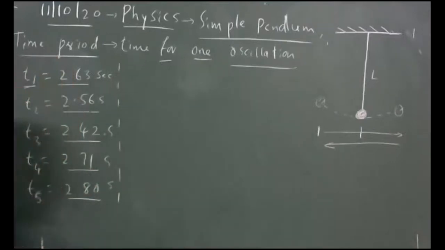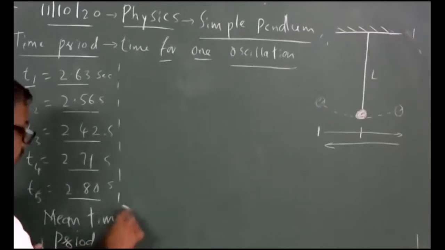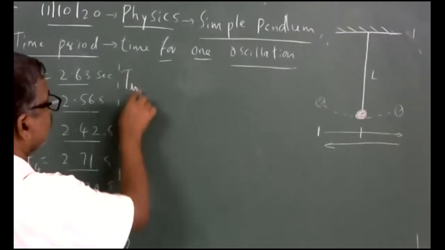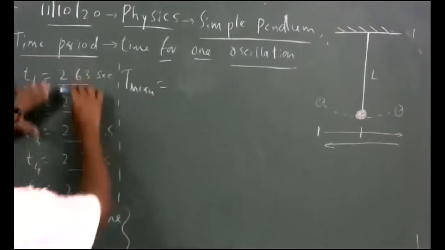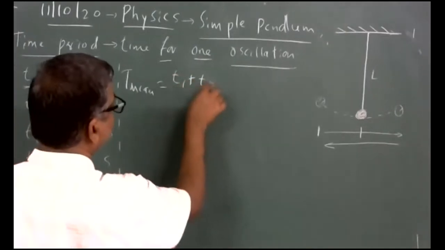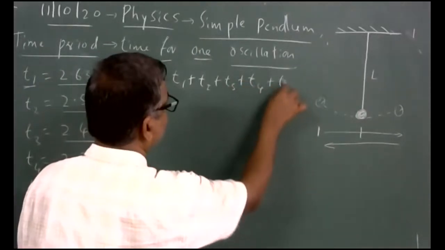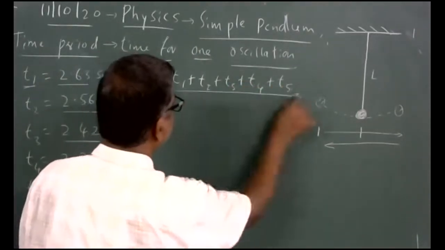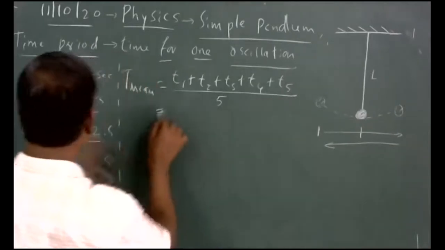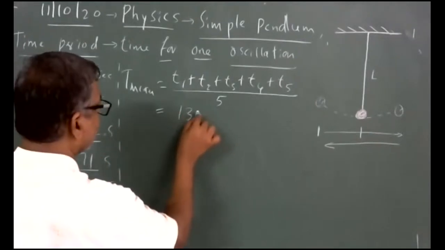For calculation of the mean time period, as all are familiar, what is the mean time period? It is defined as T mean. Mean time period is equal to adding all the observations, 5 observations, and dividing by 5: T1 plus T2 plus T3 plus T4 plus T5, adding all the individual time periods and dividing by 5. So the first value is 2.63, 2.56. Go on adding all this, and if I'm correct, you will get 13.12.